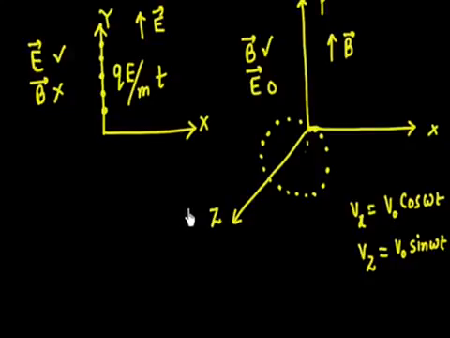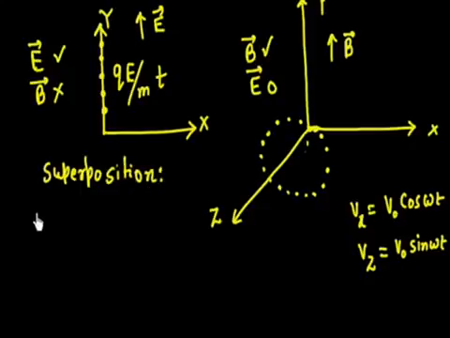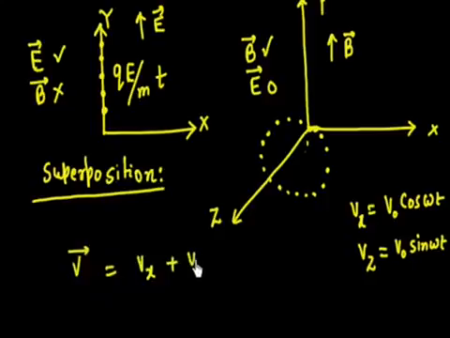So these two motions are independent motions, so we can apply the superposition principle. If we apply superposition, I can write the total velocity, that is nothing but Vx plus Vy plus Vz. Are you getting it or not?